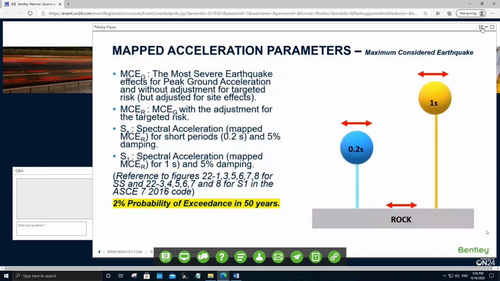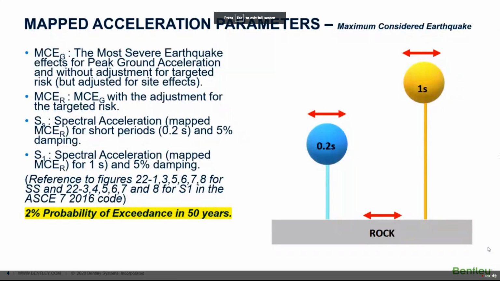MCE_G is the most severe earthquake effects on the structure due to the peak ground acceleration conditions and without being adjusted for the targeted risk. MCE_R is the MCE_G but which has been adjusted for the targeted risk. That is, the severe earthquake effects on the structure which has a targeted risk of exceedance, which is a probability of 2% exceedance in 50 years.